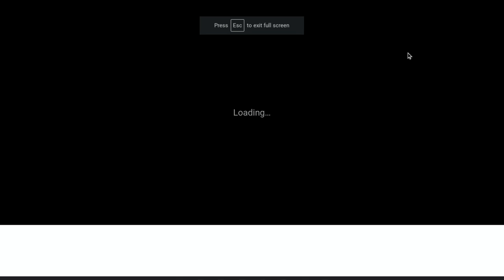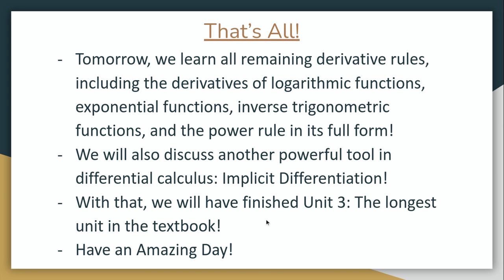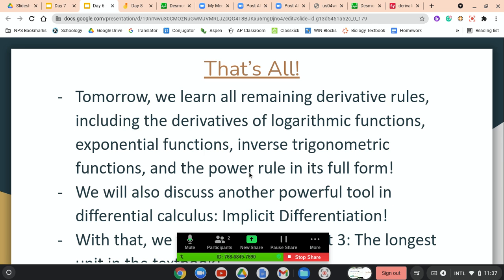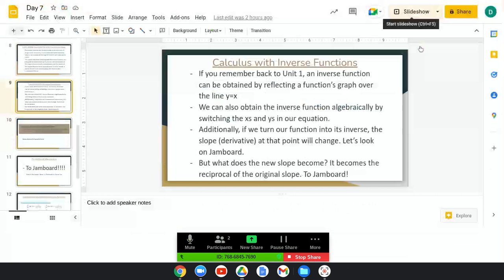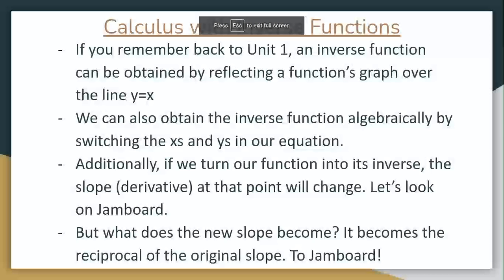So yeah, the slope of the inverse function at a point is just 1 over the slope of the original function. Oh, I'm at the wrong slideshow. I'm just going to delete this because we're not using it anymore. All right, so we covered that.